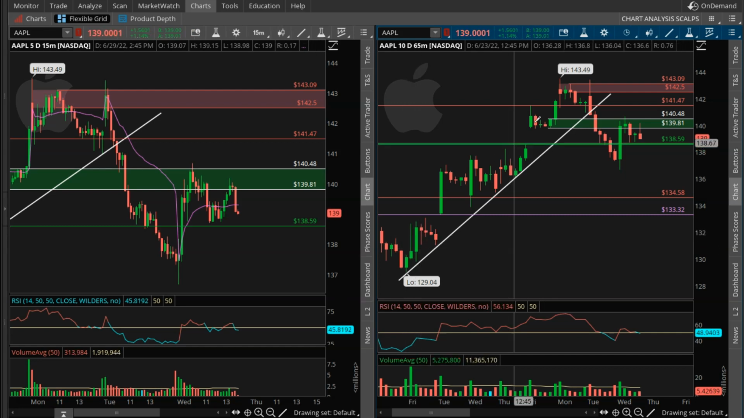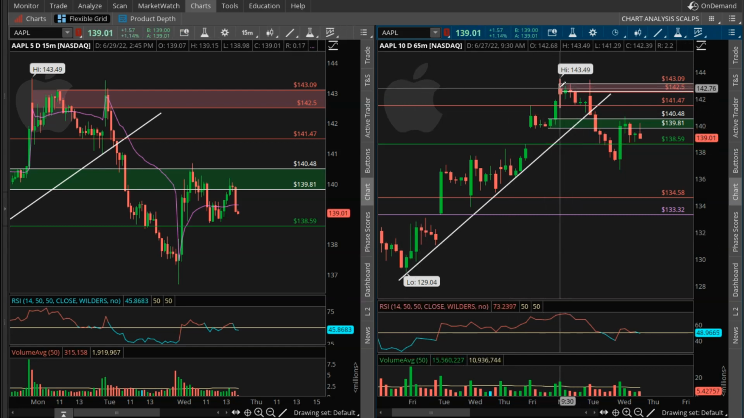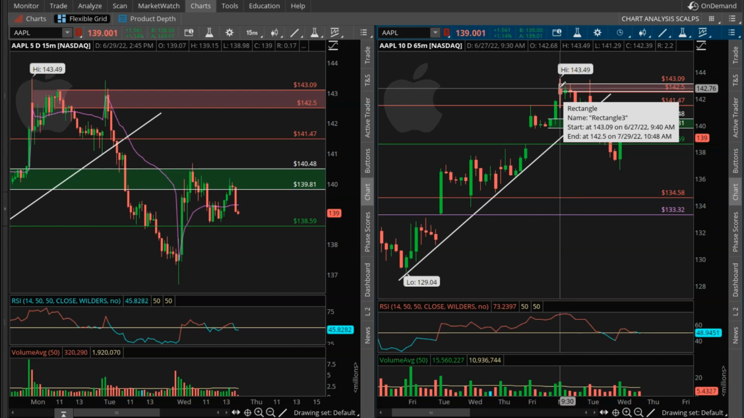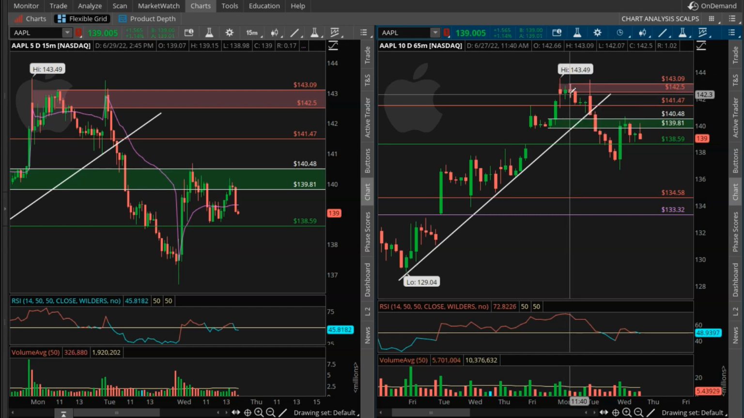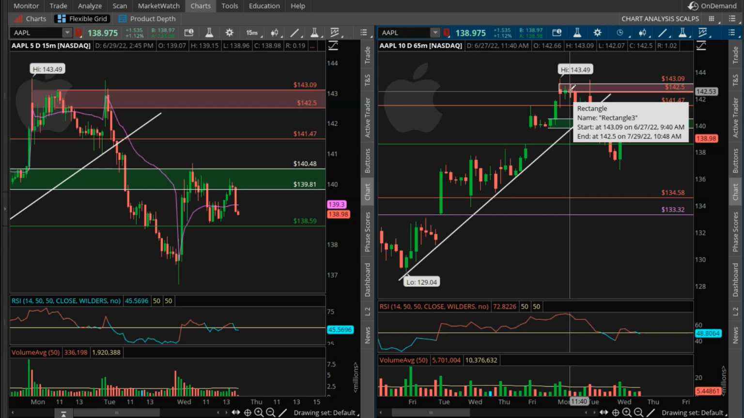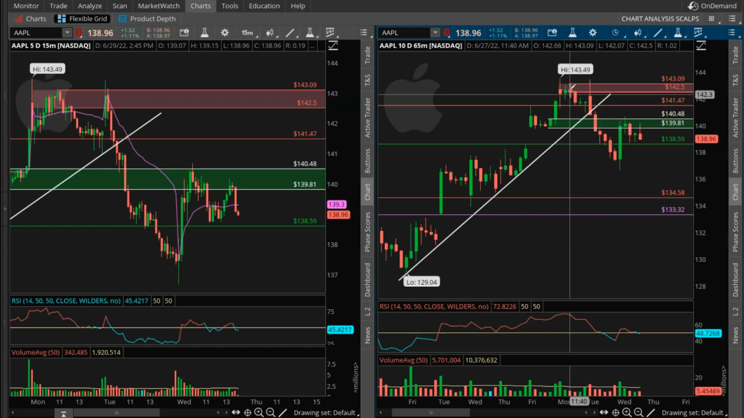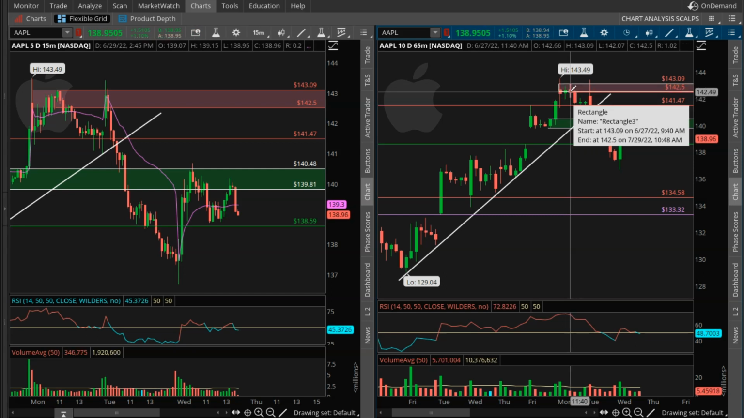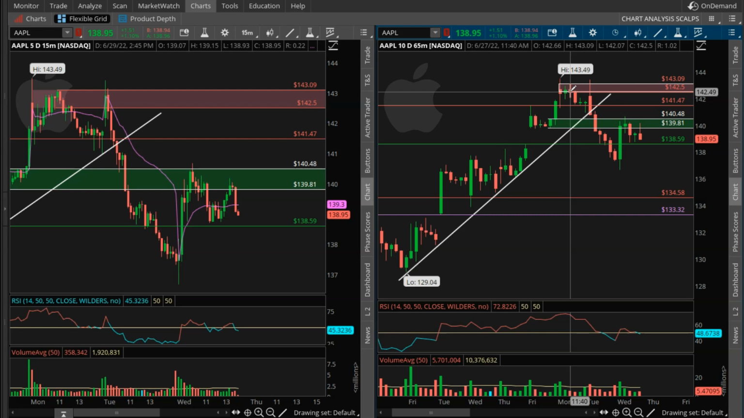So starting off here on the right, we have the supply zone up here at 143.09 to 142.5. I used this candle right here, the high and the close. The reason why I used this individual candle is because this was the last candle before the breakdown. When you're doing supply and demand, you want to be looking for those individual candles before the breakout or breakdown so you can be a little more concise and have a little more accuracy with your levels.